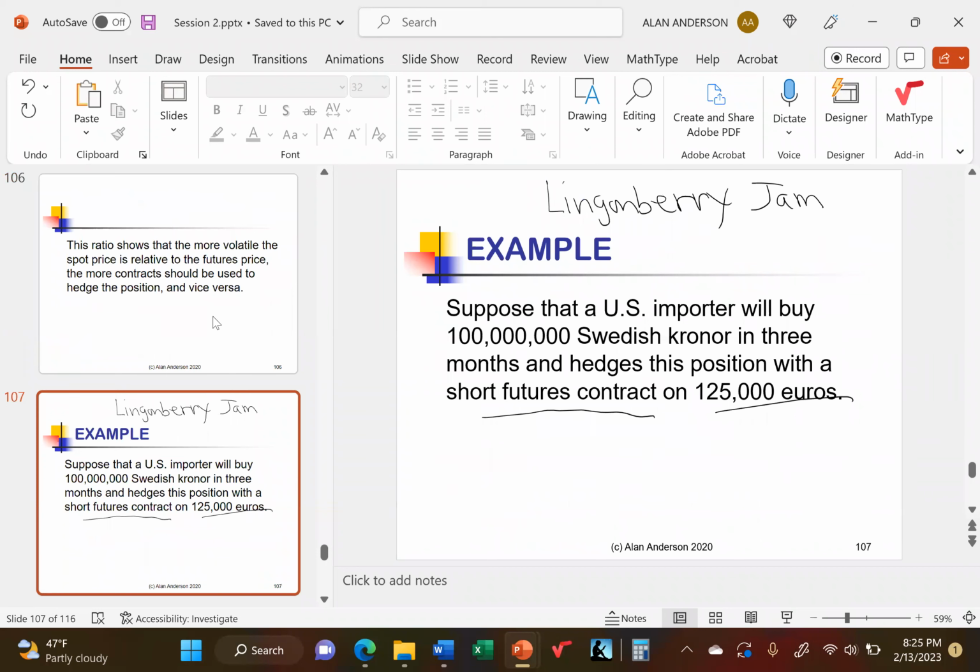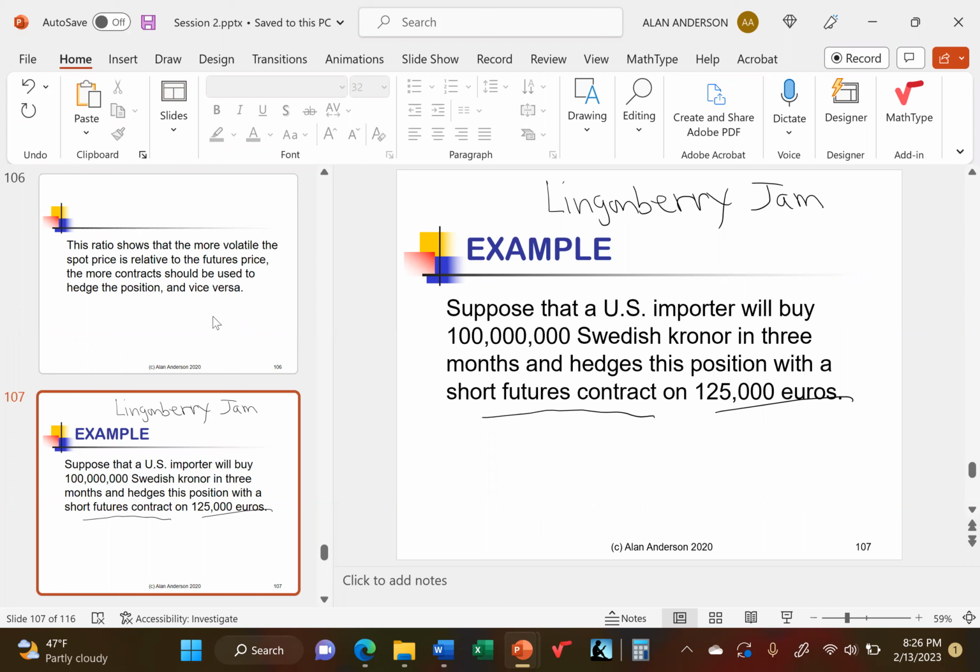So a US importer is buying 100 million Swedish kroner in 3 months. Let's say that we're importing Swedish jams. Now you may have heard of this lingonberry jam. It's a very popular type of jam in Sweden. And so an American company is buying lingonberry jam to sell in the US. And in order to do so, we need to buy 100 million Swedish kroner in 3 months. So because we're buying the kroner, the contract that we will buy gives us the right to sell them in 3 months. So in other words, we need a short position.